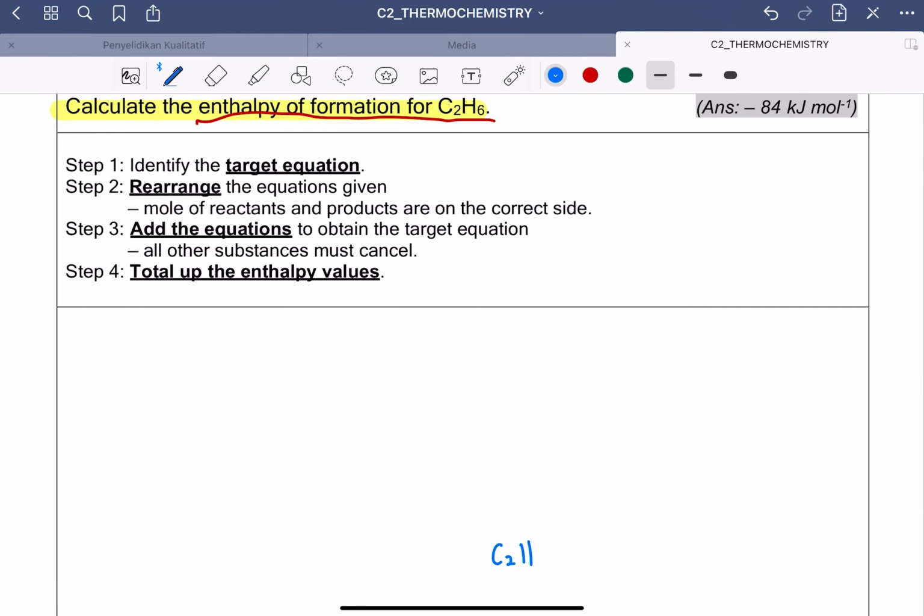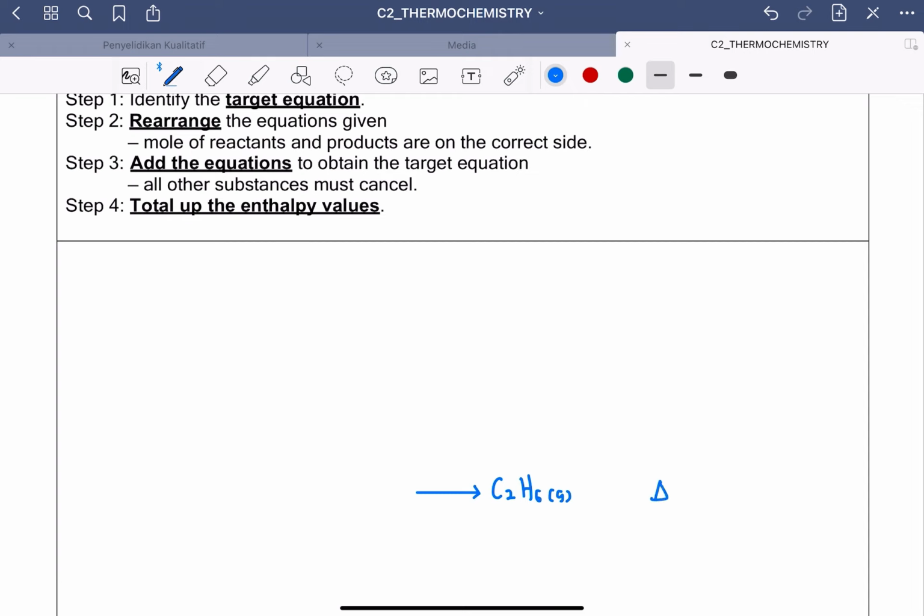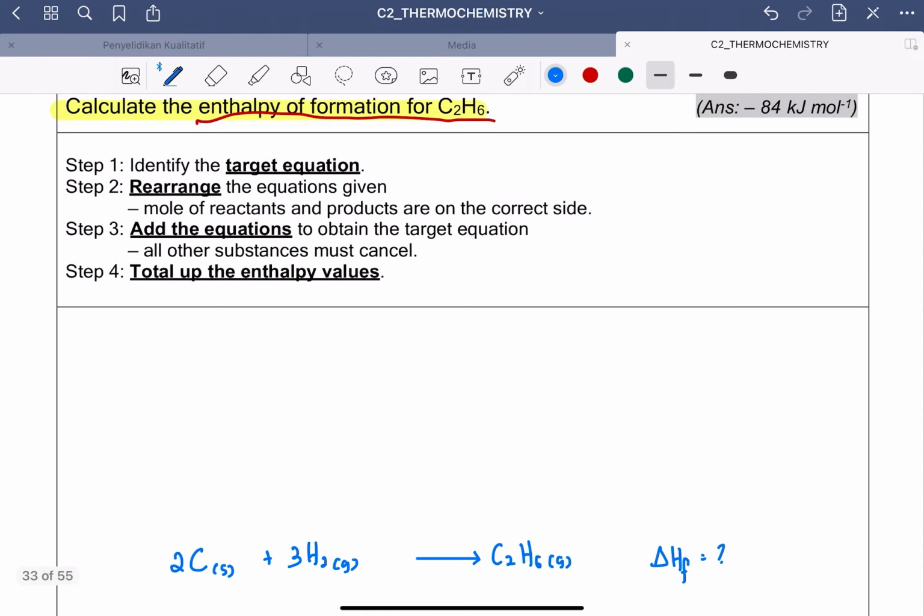So C2H6 gas, so we know this is for formation. We know that the elements for ethane are carbon and hydrogen. So back here, carbon and hydrogen gas. Balance them. So this is 2 and this is 3. So this is what we are looking for. Okay, this is our target.